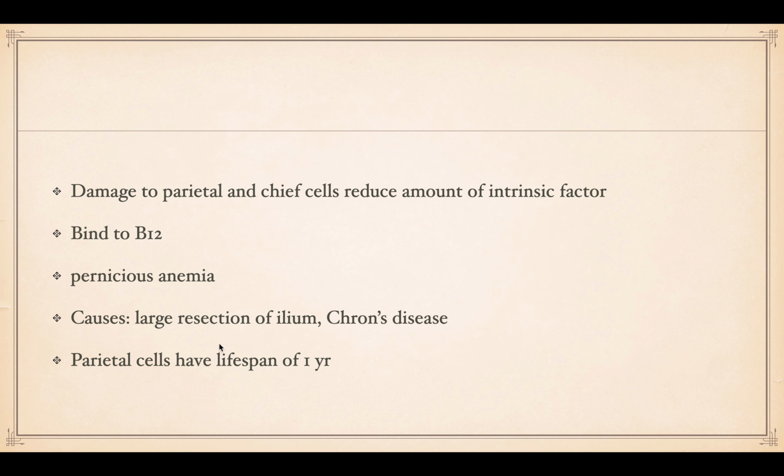Other causes besides being vegan or vegetarian are a large resection of the ileum, which is where B12 is absorbed, and Crohn's disease. Parietal cells, interestingly enough, have a lifespan of a year, while most other cells have four days to a week.